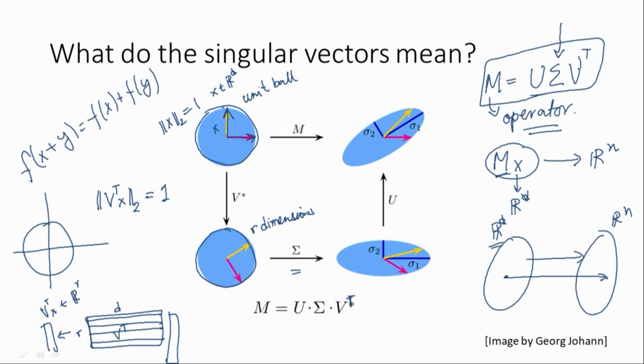But now what is interesting? Now, in r dimensions, we multiply with a diagonal matrix sigma. The next step of multiplying with M is that you multiply x with V transpose, then the result you multiply with sigma. So what does multiplying with sigma really mean?